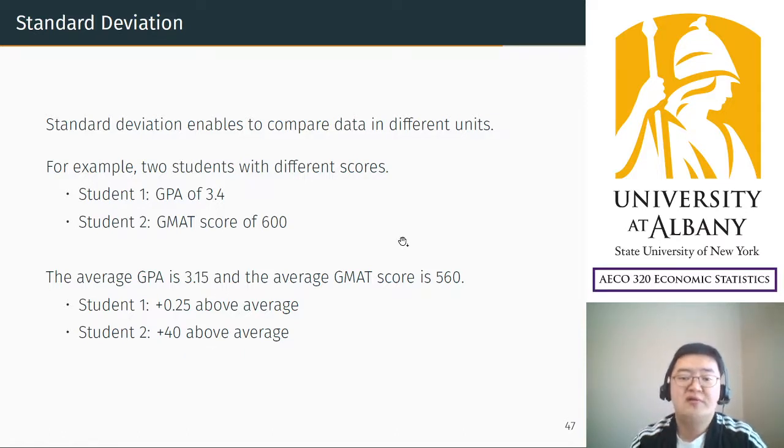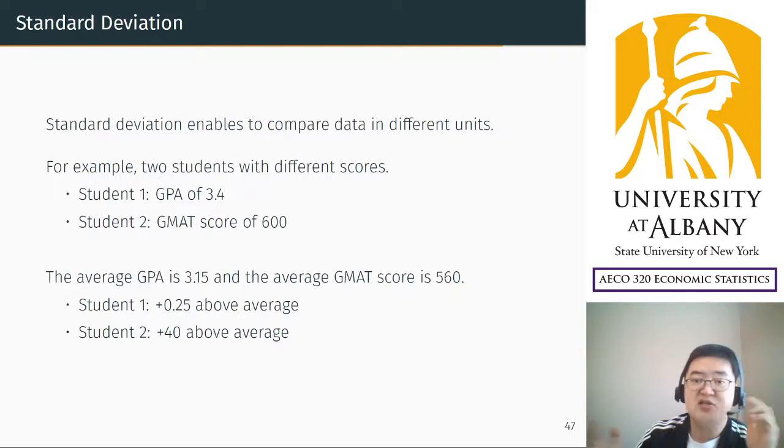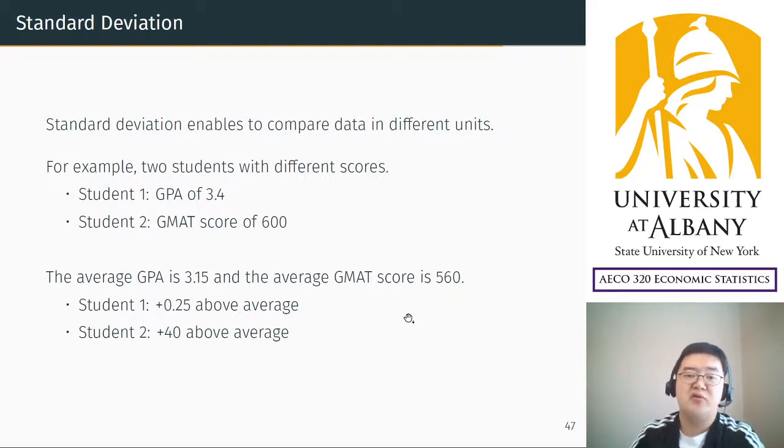So still you can't tell who is better. If one of them was below the average and the other is above the average, then the decision would be simple. But at this point, you cannot tell. You cannot compare 0.25 and 40 because they are in different units, and you don't know who deviates more from the average.